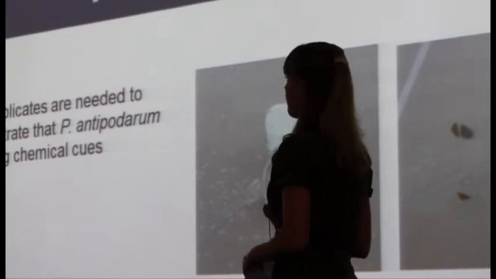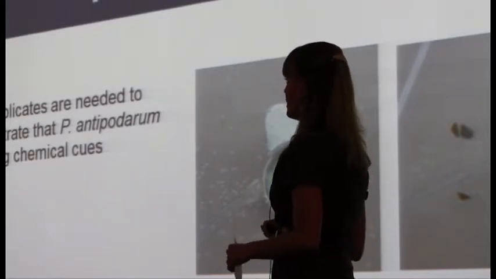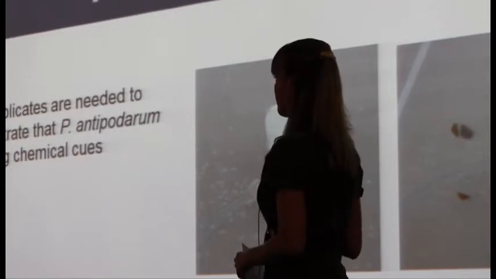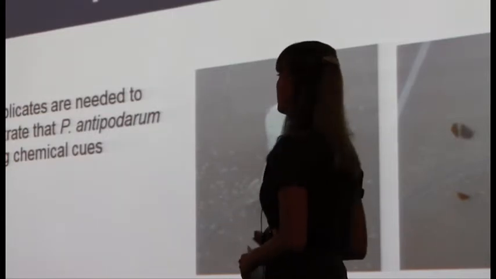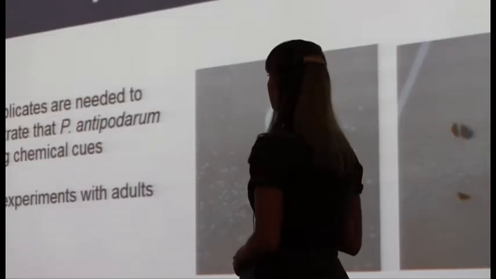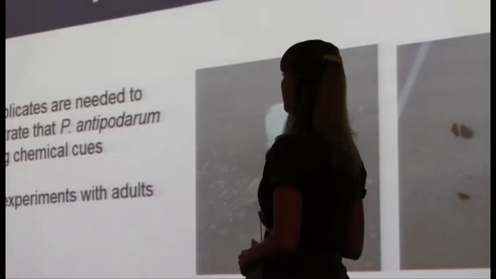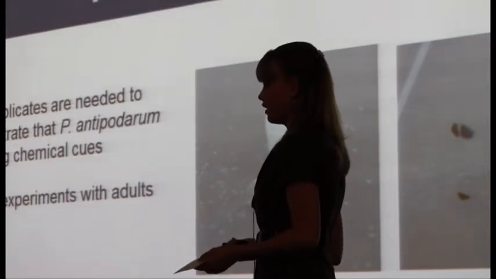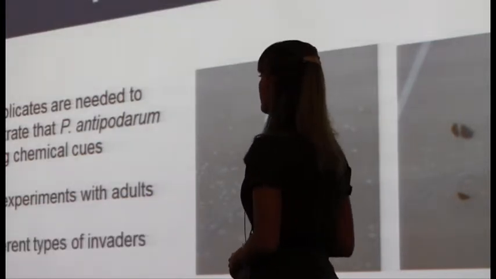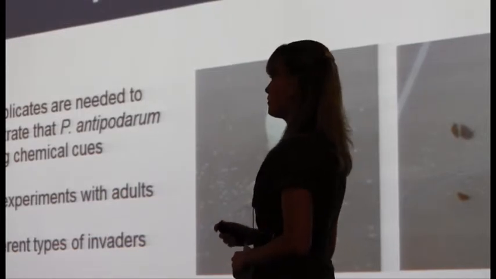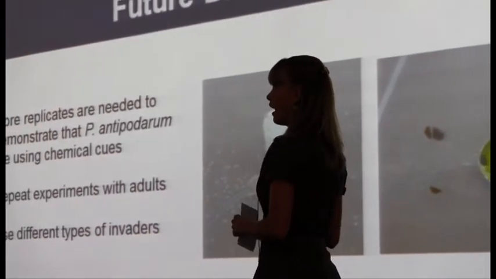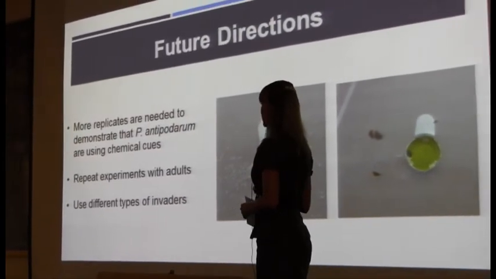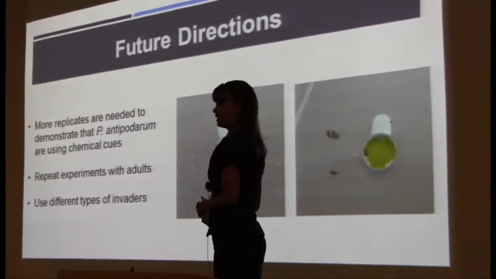So future directions from our experiment are we need more experiments with the juveniles to demonstrate that the Potamopyrgus use chemical cues. Also, we need to repeat this with adults because in invaded regions, it's not just juveniles, it's also adults. And also, it'd be interesting to do this with different types of invaders to see how chemical cues, high density, and Allee effects affect their feeding.